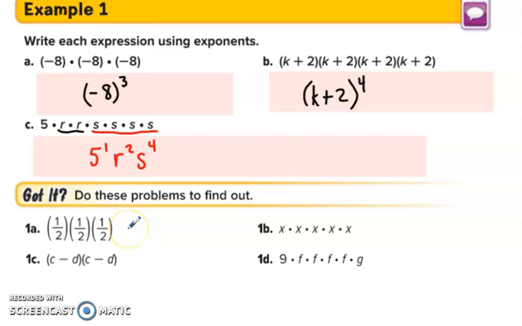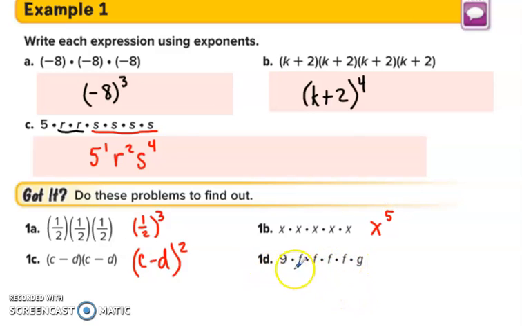Okay, so 1/2 is your base, and you're going to raise it 1, 2, 3 times. c minus d is your base, and you're going to raise it 2 times, so it's going to be squared. 1, 2, 3, 4, 5, that's x raised to the 5th power.